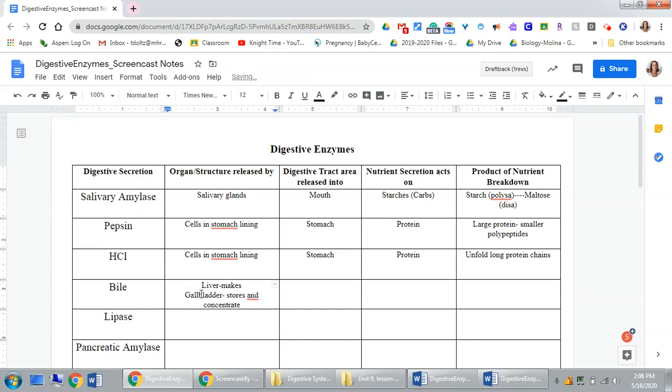If you have a gallbladder. I got mine removed a few years back, so I don't have a storage. I only have what my liver makes.